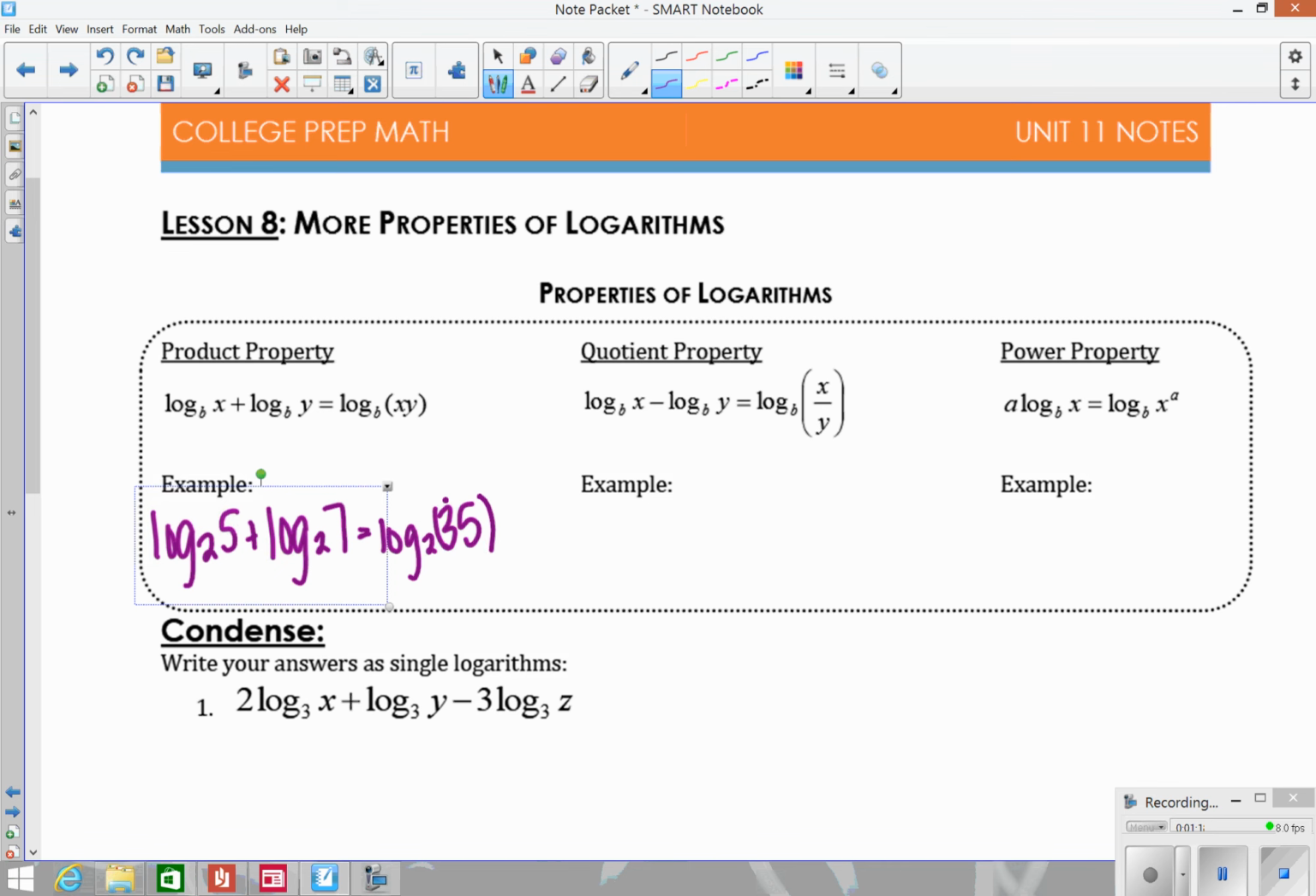Keep in mind that the logs have to have the same base in order for these rules to apply. So the quotient property is basically the opposite of this. If we have subtraction between the two logs, then it's equivalent to taking the log of the quotient of the two, x and y. An example: if I have log base 2 of 10 and I'm subtracting log base 2 of 5, this is equivalent to saying log base 2 of 10 divided by 5, which is 2.